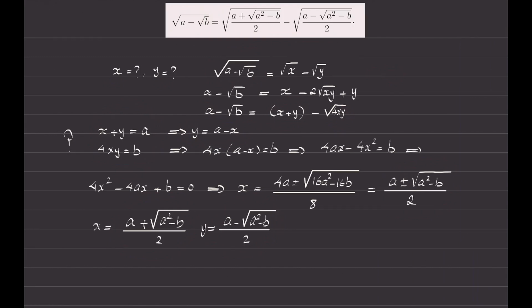I am not claiming that if this is supposed to be equal to this, this has to be equal to a, and this has to be equal to b. I am saying that if I manage to find x and y so that x is greater than or equal to y, and x plus y turns out to be a, and at the same time 4xy turns out to be b, I have the x and y that I need, and I was able to do that.